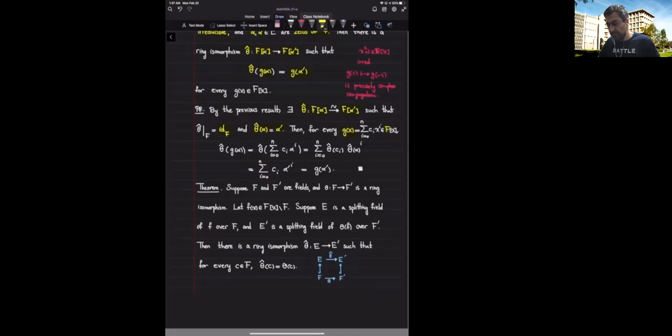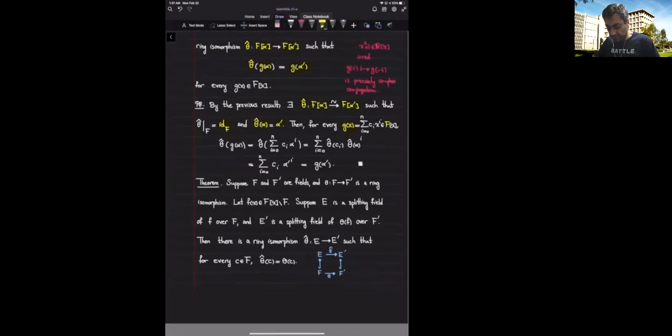which means for every polynomial g with coefficients inside F, when I evaluate it at alpha and ask myself what happens when I apply theta hat, first I use the fact that theta hat is a ring homomorphism and write this as the summation of theta hat of the coefficients times theta hat of alpha to the power i. But theta hat of alpha is alpha prime, so I get alpha prime to the power i, and theta hat of c_i is an element of the field F. And I know when I restrict theta hat to the field F, I get the identity.